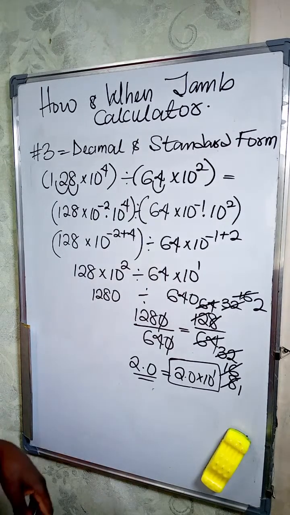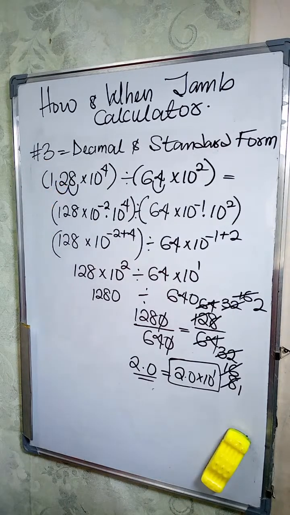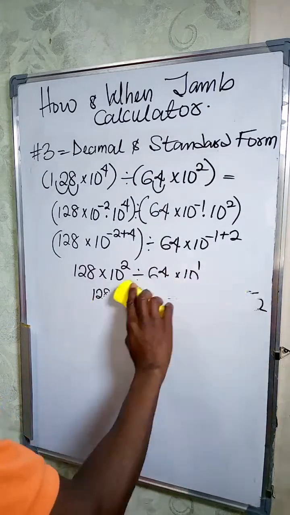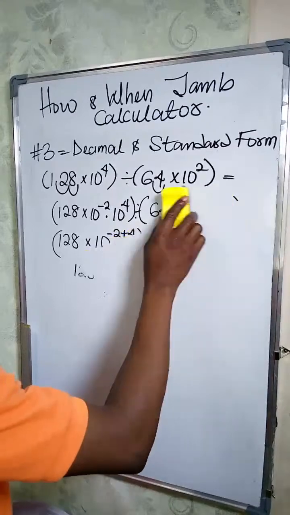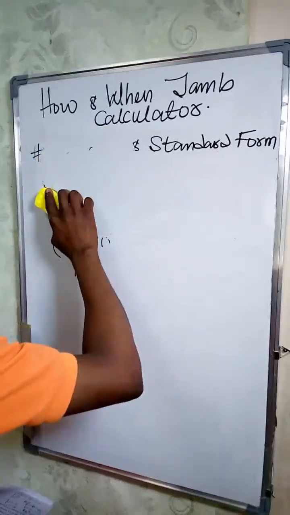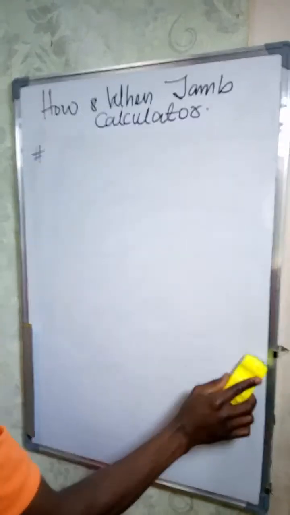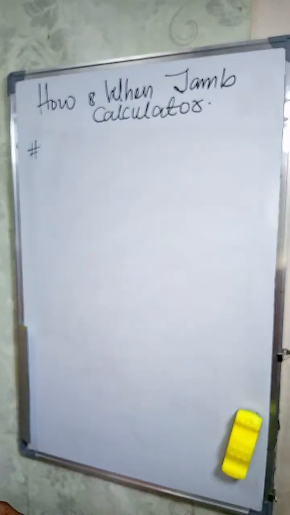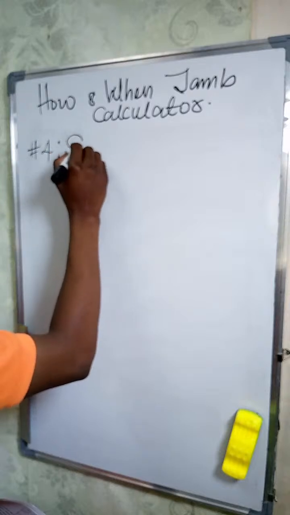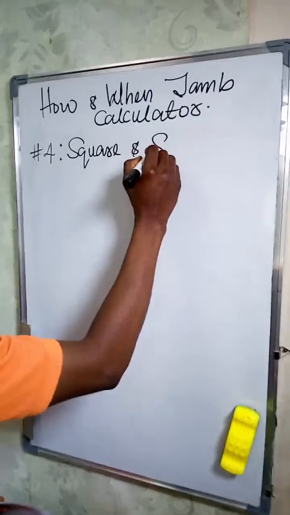Now we don see tip number 3. Tip number 4 na how you go take use squares and square roots. Now how you go take use squares and square root? Now you get some question wey they go ask you, you no need even press your calculator, you no need come dey struggle to say how you go take get the square root of one number, because e dey very very easy to get am. So we go see wetin be squares and square root.